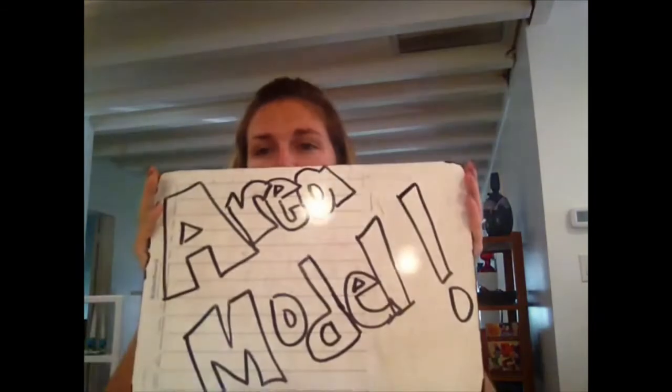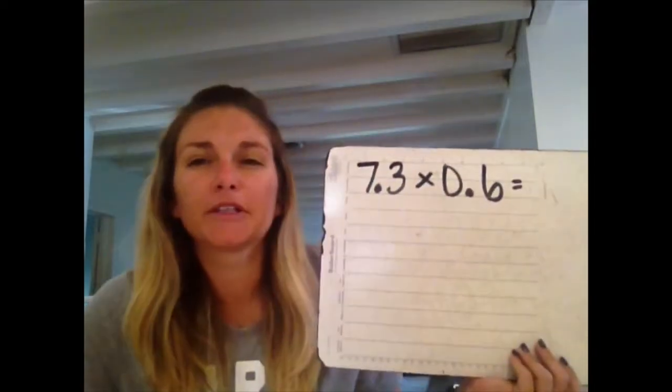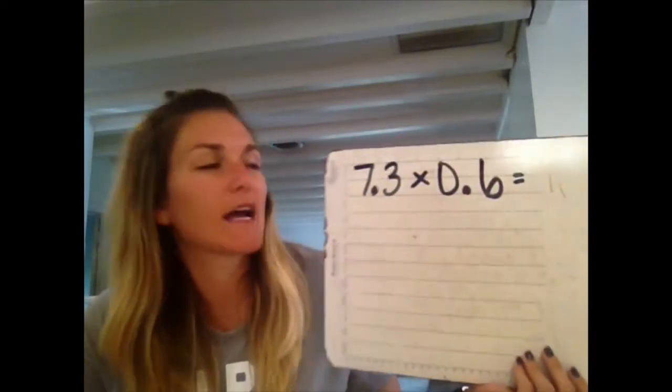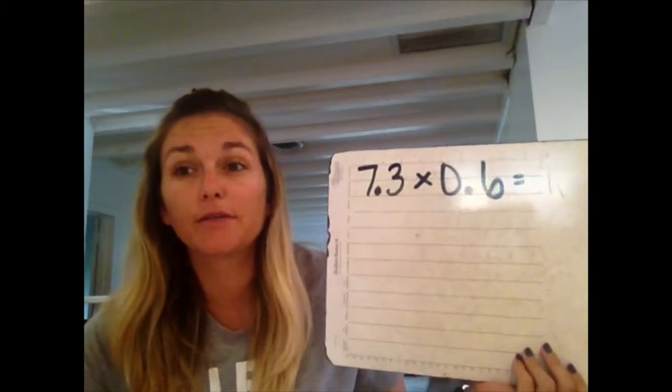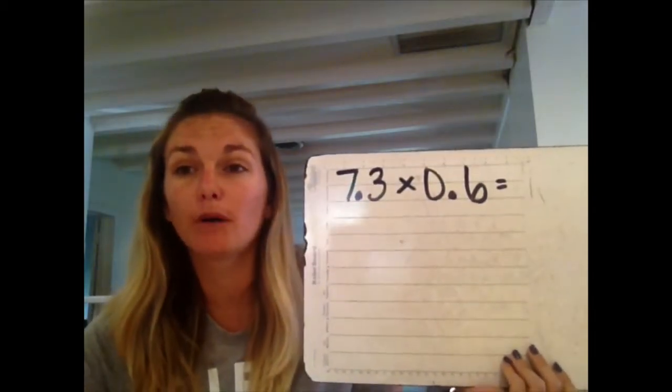All right, guys, we have our world's famous favorite way to multiply, and we get to do it with decimals now, and it's going to be so exciting. Area model. So the first problem we're going to do is 7 3/10 times 6/10. I'm going to use the area model strategy to multiply.